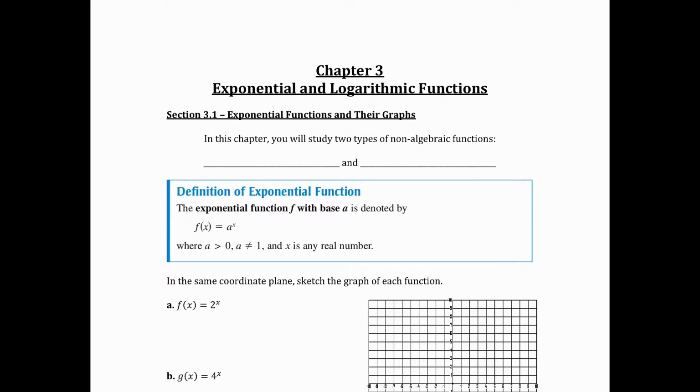Unit 3 is all about exponential and logarithmic functions. So starting off with the first one, exponential functions. In this chapter, you're going to study two types of non-algebraic functions. We literally just said that.